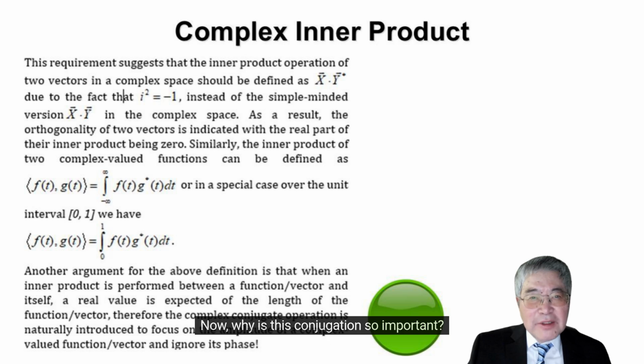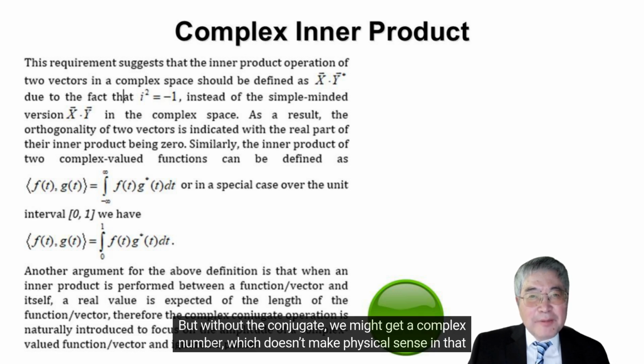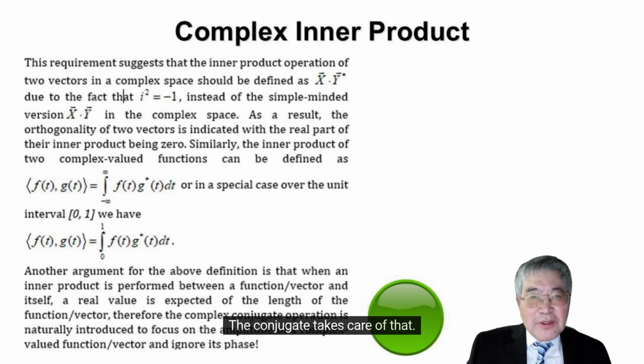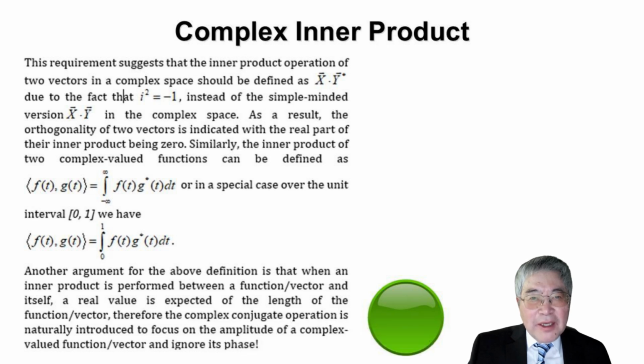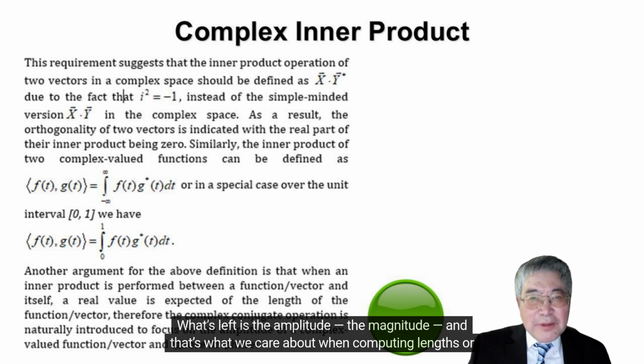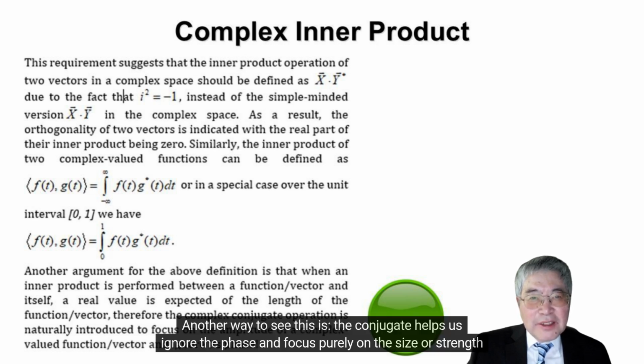Now, why is this conjugation so important? Well, imagine taking the inner product of a function with itself. We'd expect that result to be real and non-negative, something that represents the square of the function's length or its energy. But without the conjugate, we might get a complex number, which doesn't make physical sense in that context. The conjugate takes care of that. It ensures the phase, or directional twist, of the complex function is cancelled out. What's left is the amplitude, the magnitude, and that's what we care about when computing lengths or measuring how much two functions align. Another way to see this is the conjugate helps us ignore the phase and focus purely on the size or strength of the signal.